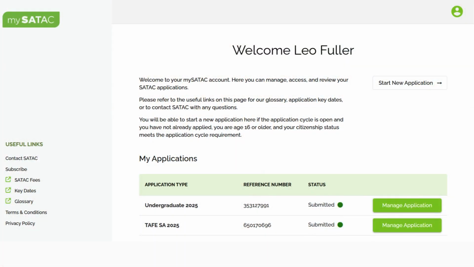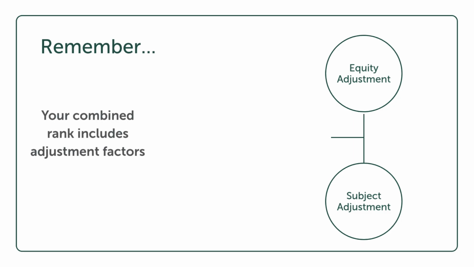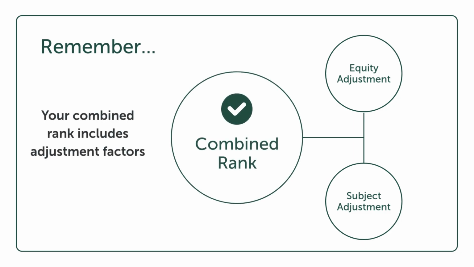As an IB student, you are entitled to any adjustment schemes for which you are eligible. If there are any adjustments based on equity or language, literacy and numeracy schemes, this will be calculated as part of your combined rank. We're going to discuss adjustments in more detail soon.